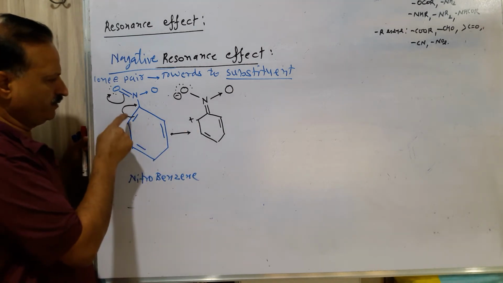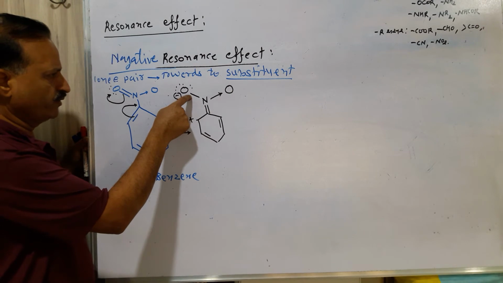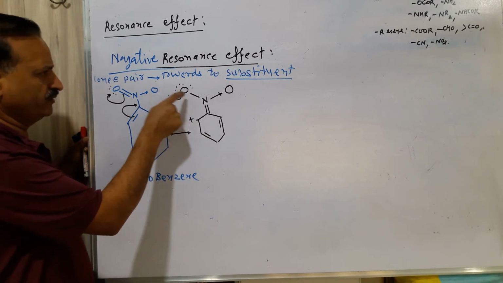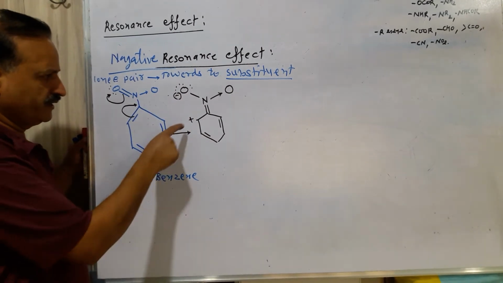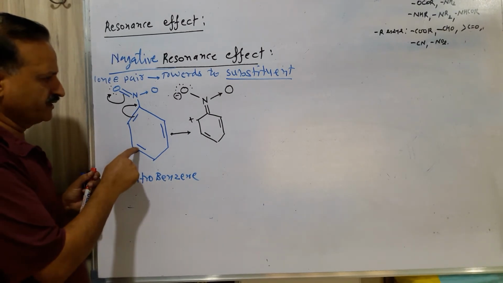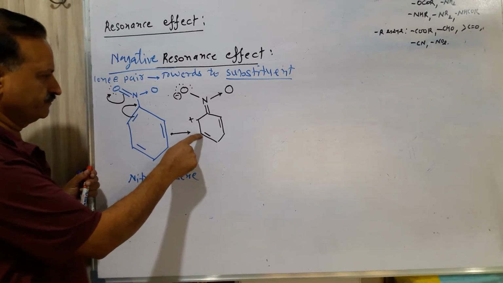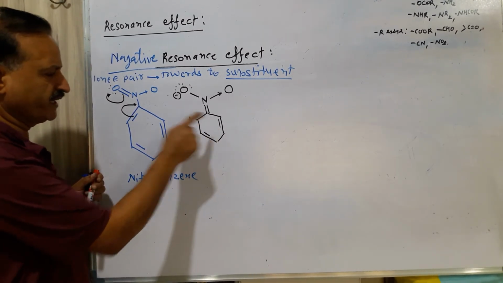This bond is converted into bond. Here is double bond. This bond is converted into electron. So here is single bond, and here is the positive charge. This bond as it is. This bond as it is. This bond as it is. This bond as it is.